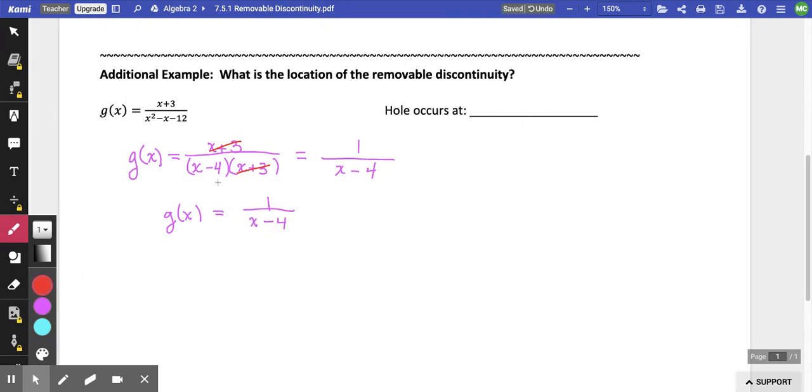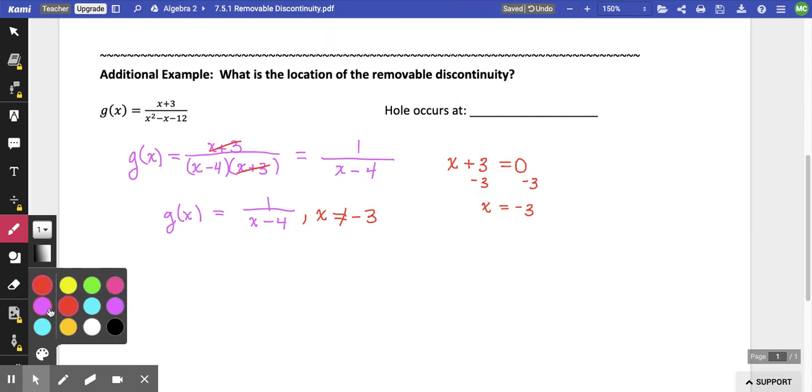The value of x that would make the factor that canceled out equal 0, I can find that by actually taking that factor and setting it equal to 0, just in case it's not quite so obvious. And then I can use algebra to solve it. So for this function, x is still undefined at negative 3. So I'm going to say x cannot equal negative 3. Now that negative 3 is the x value of the hole. So I'm going to go ahead and write that down as my x value, negative 3.